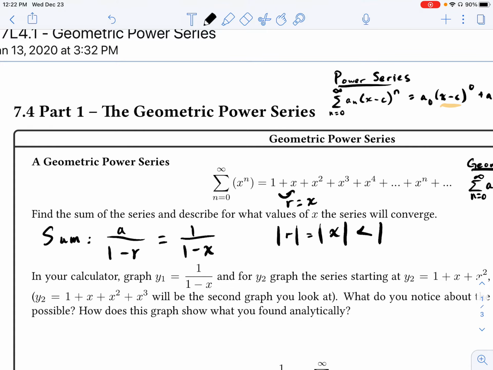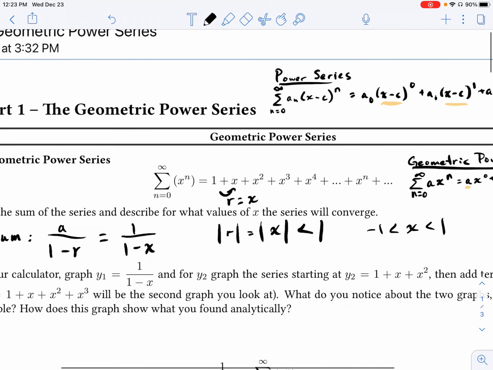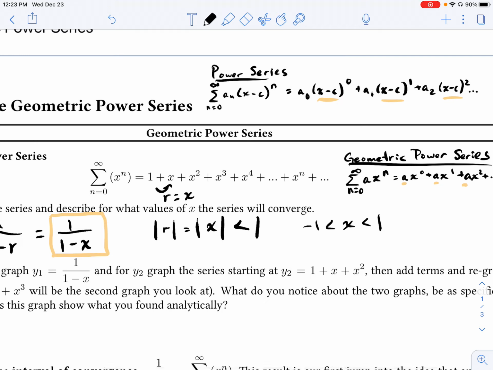If our x value is within this interval, and remember, another way of writing that the absolute value of x is less than 1 is to write it as this inequality: x is less than 1 and greater than negative 1. So we're saying if our x value is within this interval here, then our geometric series converges. In other words, the sum of this geometric series will be exactly equal to this if our x value falls within this interval here. And this interval that we have written out, we call this our interval of convergence.